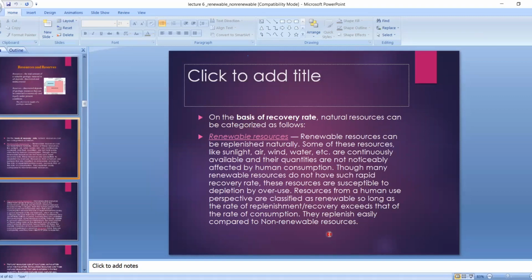In other words, we can also say that the rate of consumption of those resources is less than the rate of renewal. So the renewal rate is higher and the consumption rate is very low. You just consume it, but on the other hand, it keeps refilling and refilling. That's why we call it renewable. For example, sunlight, air, wind, and water.